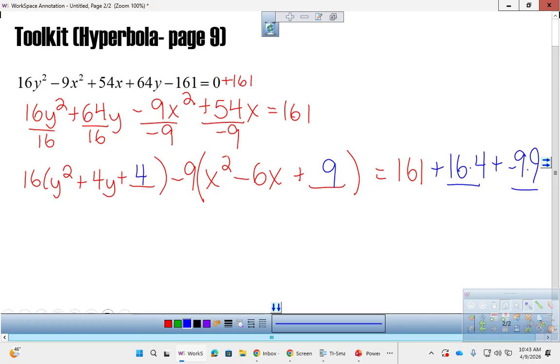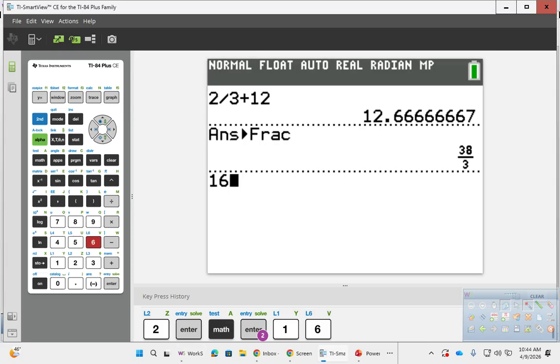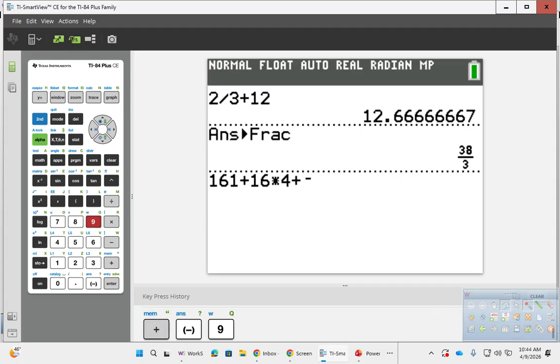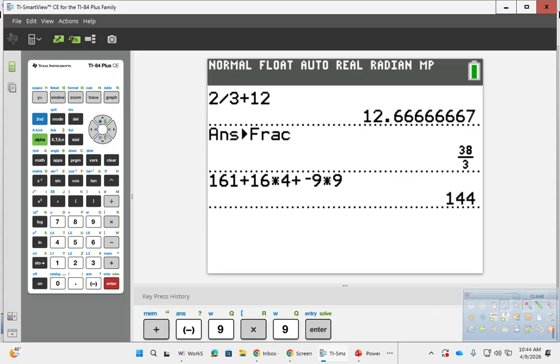All right, so on this side, if I factor, we bring down the y, we bring down the plus, and divide by 2 squared. We bring down the minus 9. We bring down the minus divided by 2 squared. So what do we get here? 161 plus 16 times 4 plus negative 9 times 9. Was that what it was? Yeah. 144.